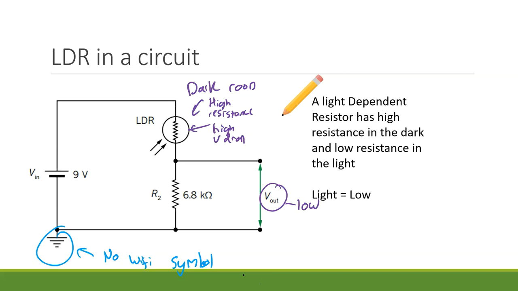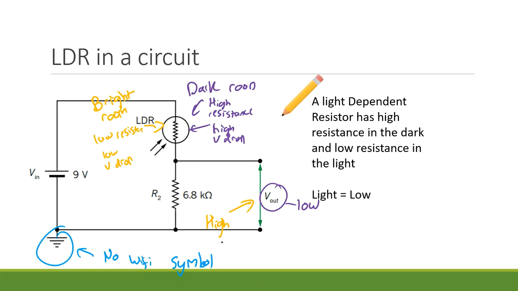Okay. Let's now look at the opposite alternative. Let's say now that we've got a very bright room. If we have a very bright room, we would have a very low resistance here. And if we've got very low resistance, we're going to have low voltage drop, which means that our voltage V out is now going to be high. So now we can actually change what this does.